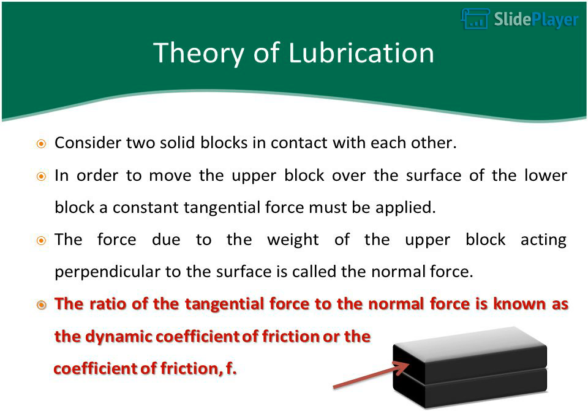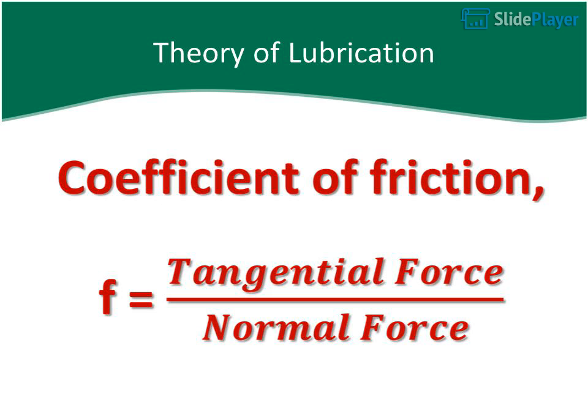Theory of lubrication. Consider two solid blocks in contact with each other. In order to move the upper block over the surface of the lower block, a constant tangential force must be applied. The force due to the weight of the upper block acting perpendicular to the surface is called the normal force. The ratio of the tangential force to the normal force is known as the dynamic coefficient of friction, or the coefficient of friction, F.